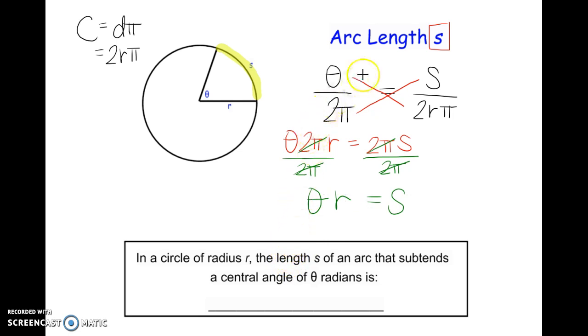But here's the key. When we started out, we took 2 pi. This was obviously the number of radians in a circle. So in our final formula here, this theta has to be in radians. That is key. Make sure that you have that written in your notes. So in a circle of radius r, the length s of an arc that subtends a central angle of theta radians is r times theta. Again, theta has to be in radians. So if you're given a problem where this angle right here is in degrees, the first thing you're going to have to do is change that into radians to work with your arc length formula.